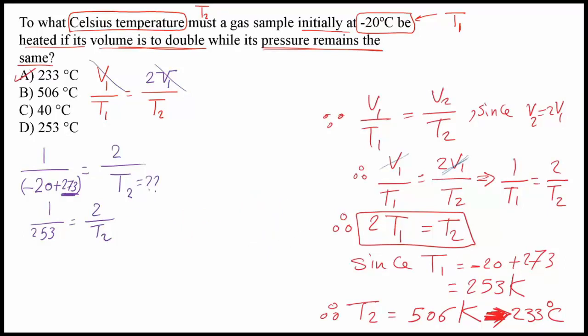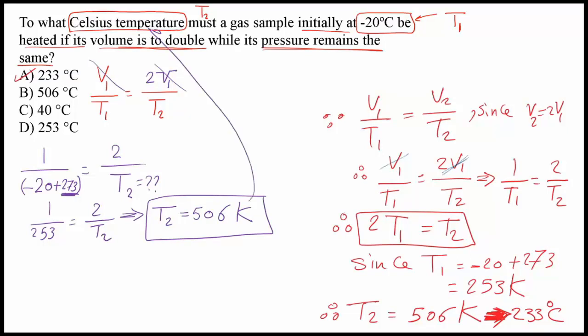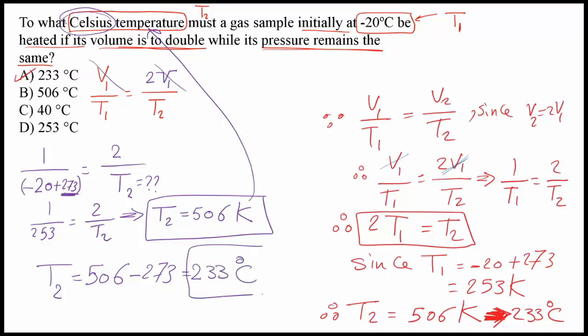Okay, thanks. So the temperature T2, I will find it. It becomes 506 Kelvin. So this is the result. But wait, he's asking about what? Celsius temperature. So he wants the output to be in Celsius. So I have to change it back into Celsius. 506 minus 273. The result will be 233 degrees Celsius. So this is the result. Okay, guys?